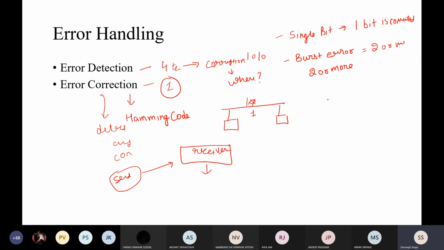But in error detection, once you find out that there is an error, it will only detect the error. The receiver will then send the sender a negative acknowledgement saying that the bits are corrupted, please send the same data again. I think we have already discussed negative acknowledgement. It is also possible in case of SR protocol.